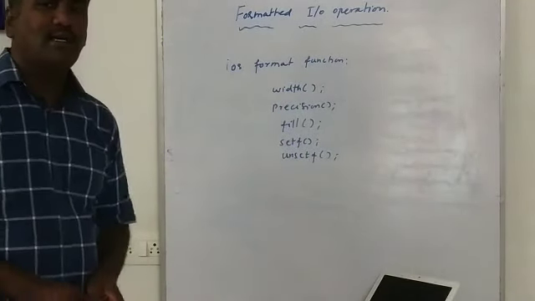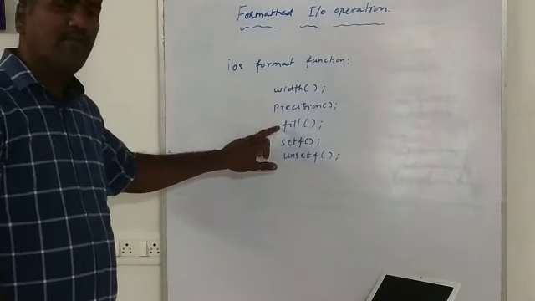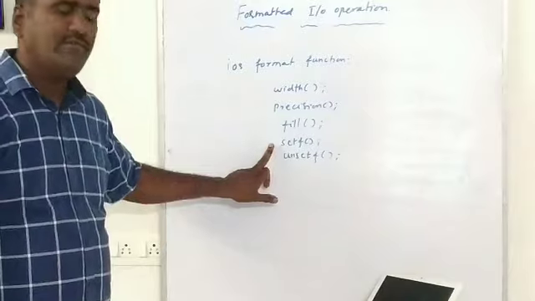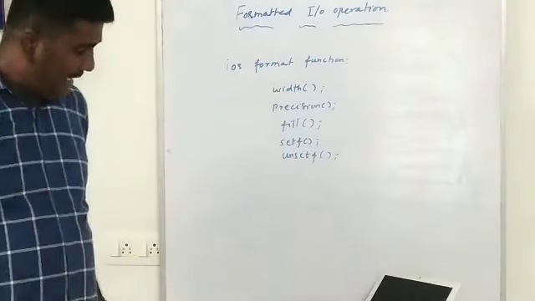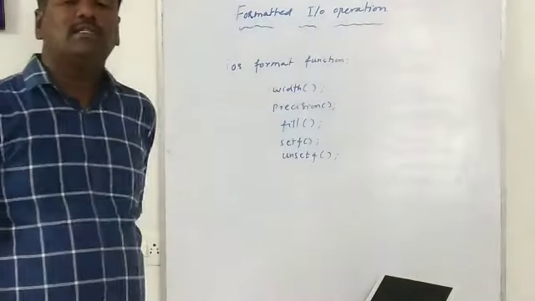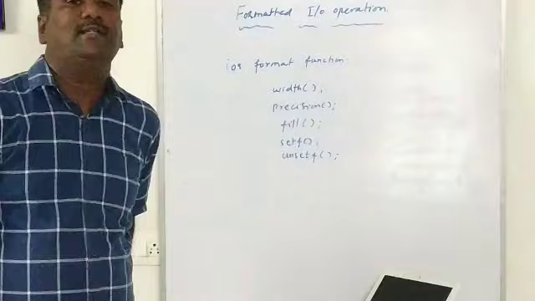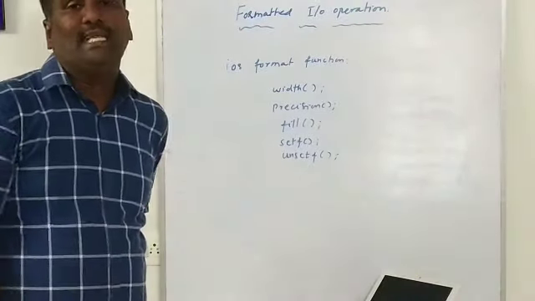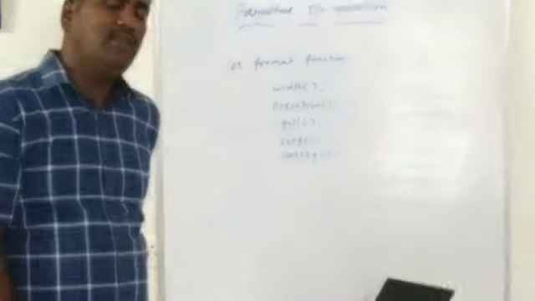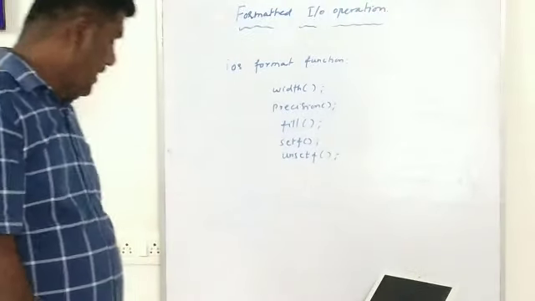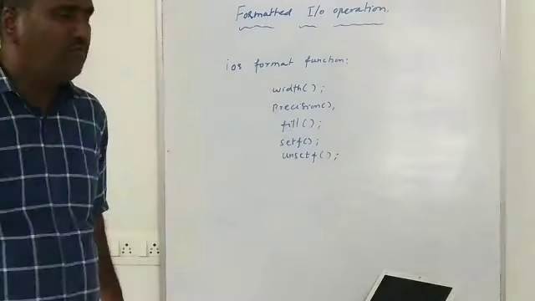These are the ios format functions: the width function, precision function, fill, setf and unsetf. We already know the manipulators: setw, setfill, setprecision, setf. These are the manipulators you have already seen. The same purpose is served by these ios format functions.